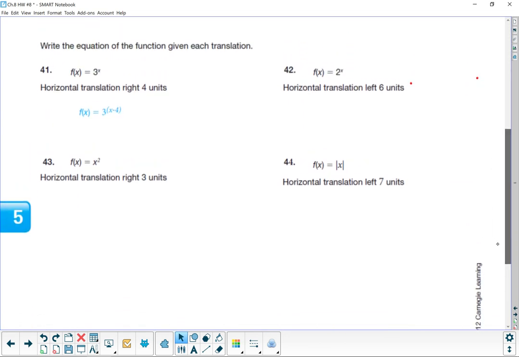All right, a couple more. Write the equation of the function given each transformation. Okay, and 41 is done for you. You can see how that works. If they want right 4 times, you see how they use a minus 4 instead? And that's horizontal, so that means it's stuck with the x. Okay, so this one's going to be horizontal again, so stuck with x, but this is going to be left 6 units.